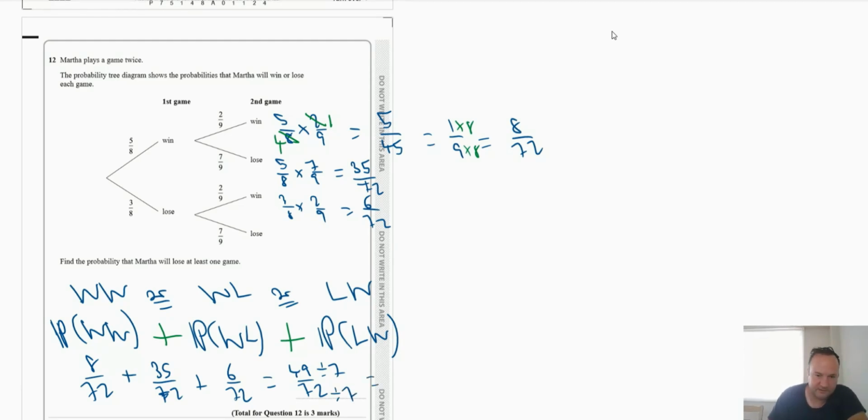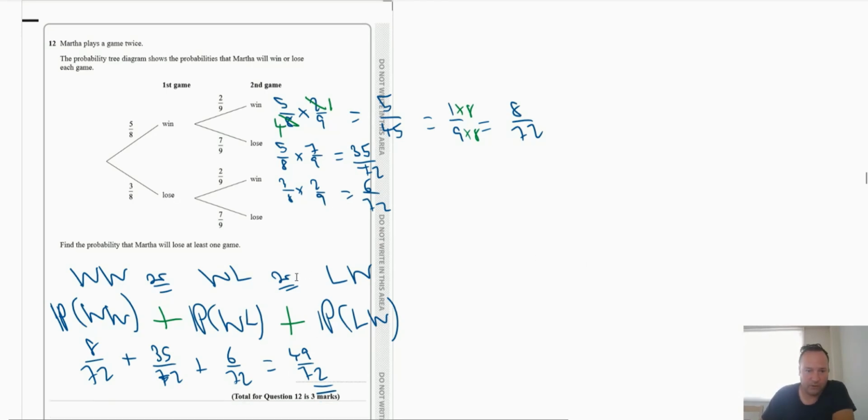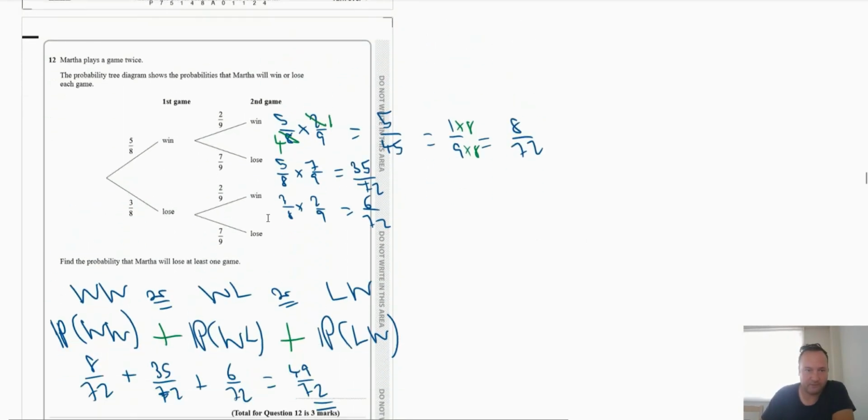We can see that by dividing both the top and bottom by 7, 49 divided by 7 is 7, but 72 divided by 7 doesn't work at all. So actually, 49 over 72 is as far as we can go. We can't simplify this fraction anymore. And even if we did, we still wouldn't get penalised, because it doesn't necessarily tell us that we have to simplify our working out. So that would be our final solution.